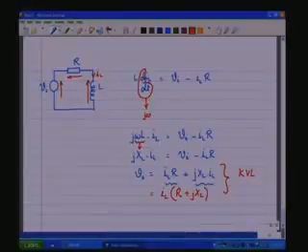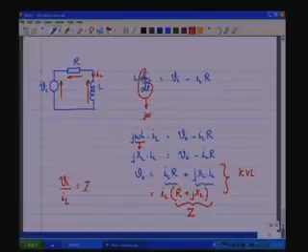So, this is the inductive reactance, this is the resistance portion. Together you have a complex impedance Z. So, VI by IL, which is equal to Z, the complex impedance, which is R plus jXL in this case.